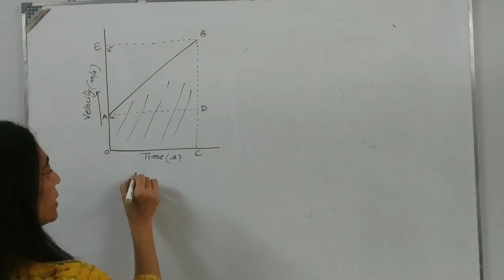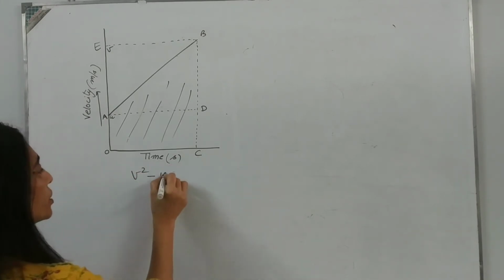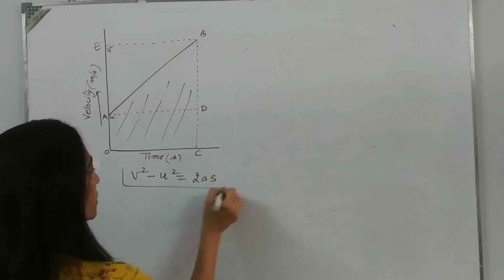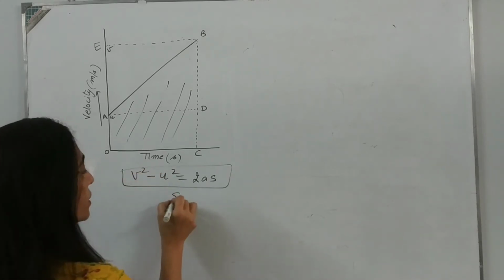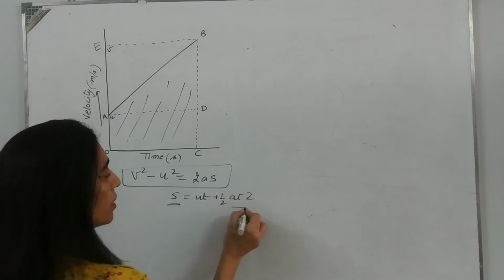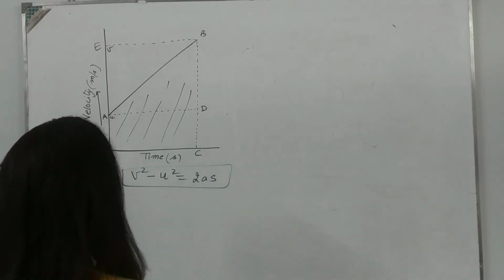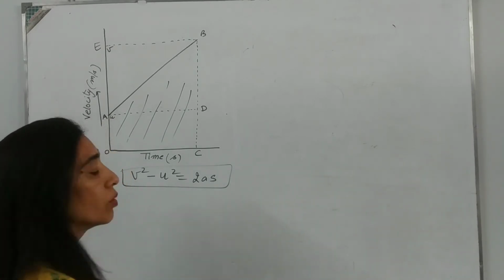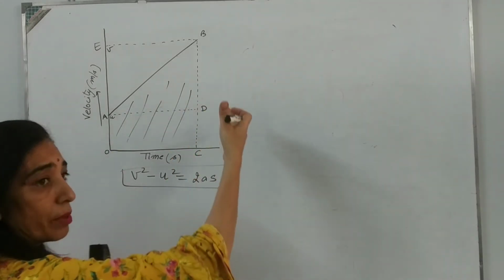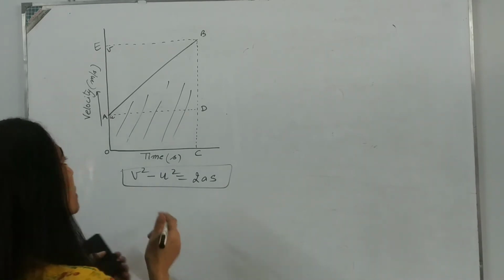Now the second and third equations. The second is the position-time relation, S is equal to ut plus half at square. The third is the velocity-position relation, v square minus u square is equal to 2as. Again here, the intro will be the same as what we did in the first as well as the second equation of motion.